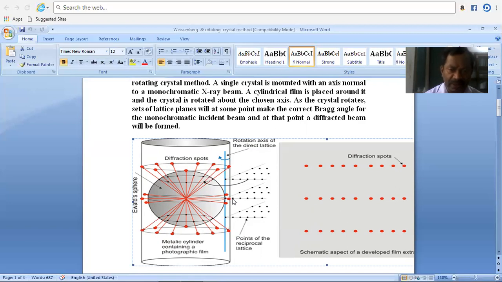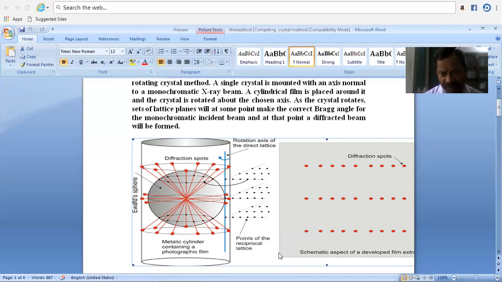This center point is L equals 0. Above this is L equals 1, plus 1. Below the center point is L equals minus 1. So on, this is L equals 2, plus 2, and this is L equals minus 2 below the center point. So the rotating axis is the direct lattice, this arrow. These points are on the reciprocal lattice. In the planes we can find the reciprocal lattice. This is the rotating crystal system arrangement shown in the figure.